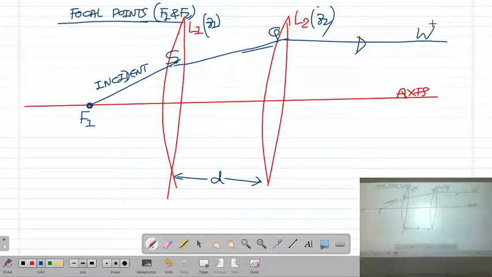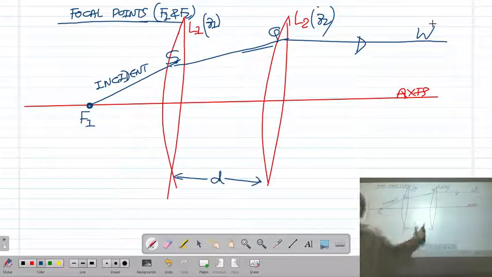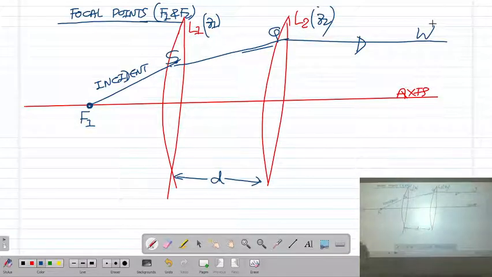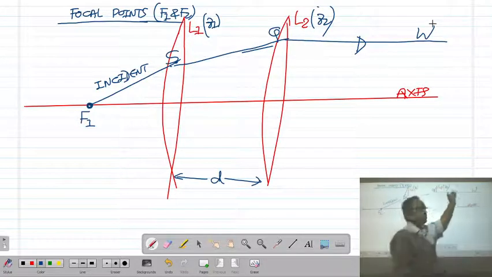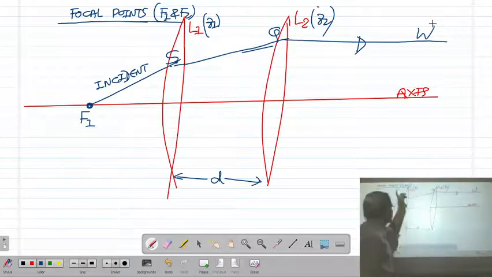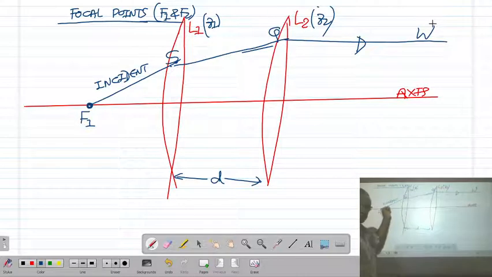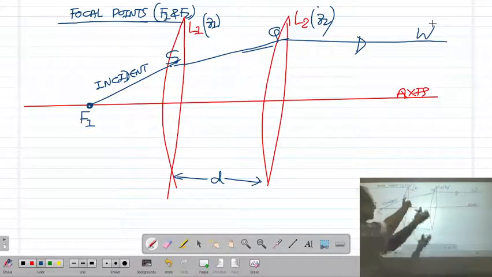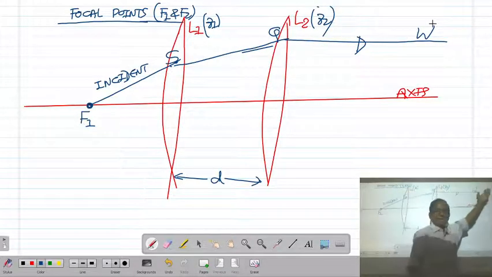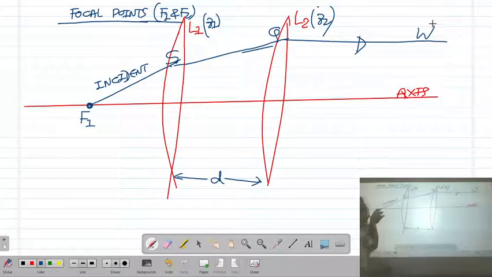In the last lecture, if you remember, I gave you the property of the first focal point F1: it is the point on the axis of the optical system such that the beam of light emitted from the focal point F1 and incident on the lens system will become parallel after refraction. The beam of light emitted from the first focal point F1 and incident on the optical lens system will become parallel after refraction.